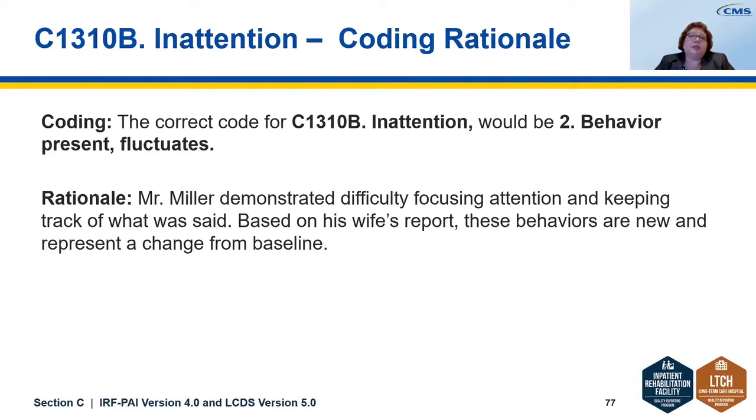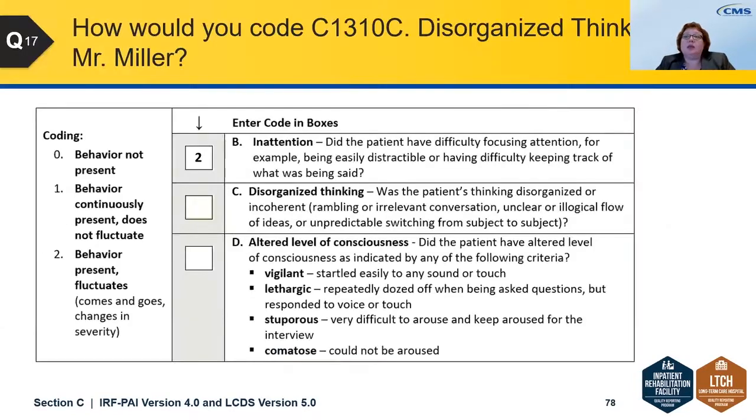Okay, now let's take a look at C1310C, disorganized thinking. How would you code C1310C, disorganized thinking for Mr. Miller? Is it code 0, behavior not present, 1, behavior continuously present, does not fluctuate, or 2, behavior present fluctuates? And again, this is for disorganized thinking.